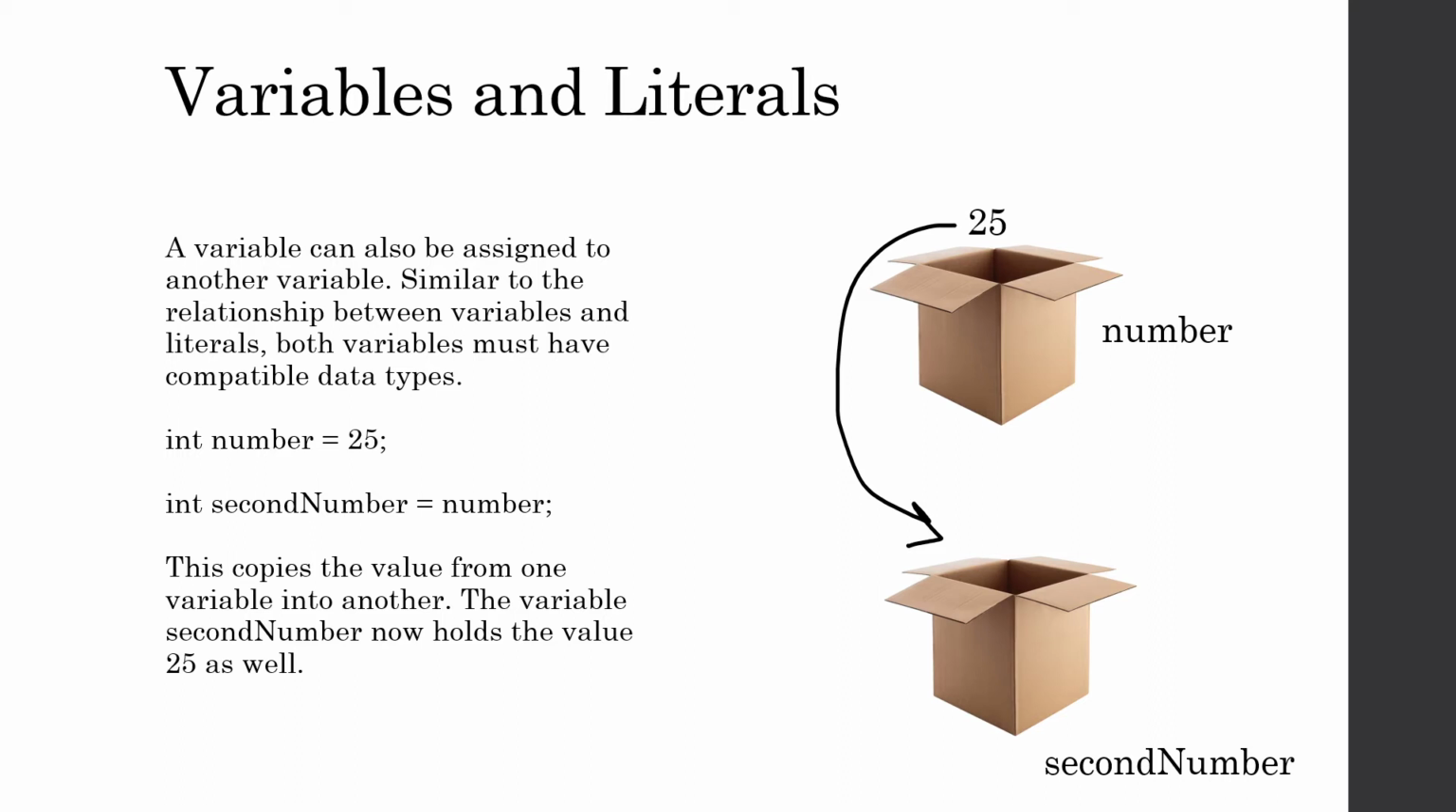So in this case, as I mentioned before, if we use the variable instead, it's basically just going to take the value that's in that variable and use that in its place. So in this case, number holds 25. So we're going to take that 25 and put that into second number as well. Effectively, what this does is copy the value from one variable into another. So now the variable second number will also hold 25 inside of it. And we can see a little graphic right here where I'm showing a box called number with the value 25 inside of it, and we're going to take that 25 and copy that into another box called second number.